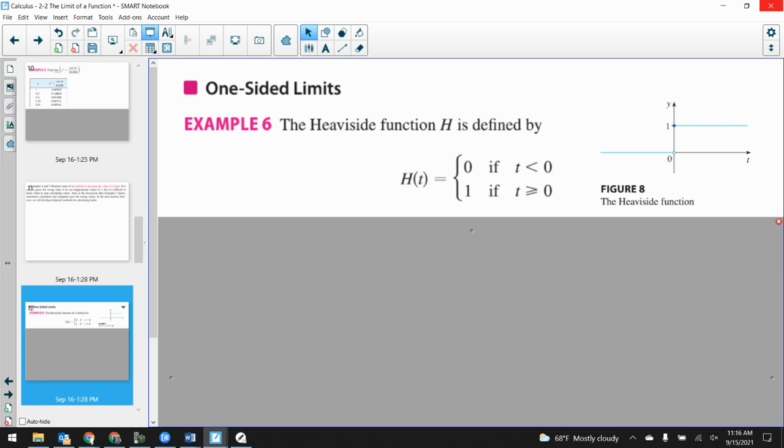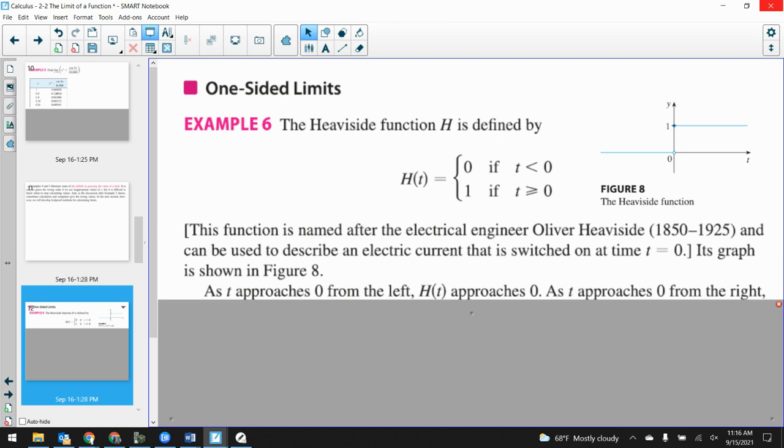This is called the Heaviside function. I always thought that was really weird. I always thought it was like "heavy set." That's just a guy's name, and it's capitalized for that reason. I was like, "Heavy set? Like really?" No, that's this guy's name. His name was Oliver Heaviside.